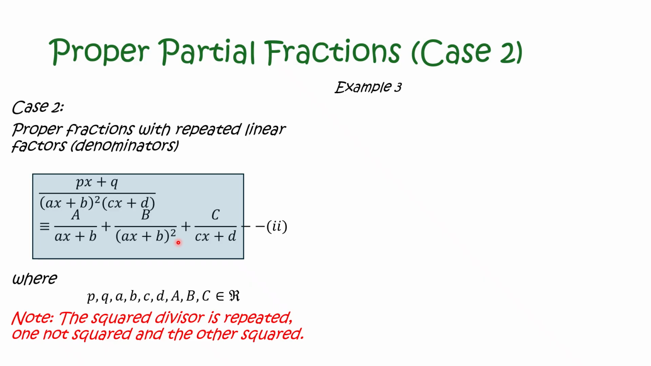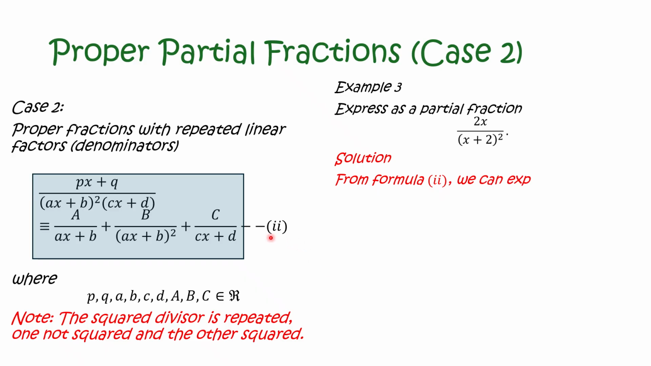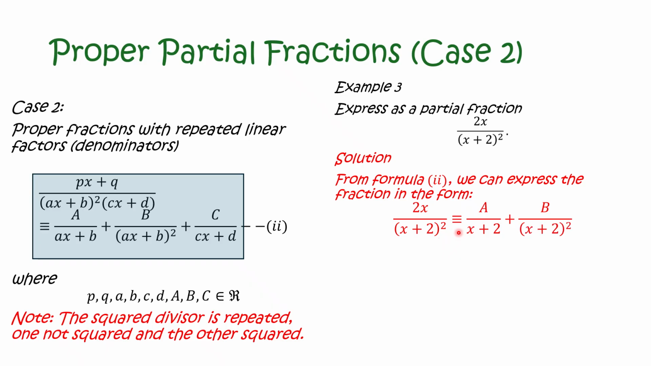So that's how we write it in this particular format. Example 3. Express as a partial fraction 2x over (x plus 2) squared. So the solution. From formula 2, we can express the fraction 2x over (x plus 2) all squared as equivalent to A over (x plus 2) plus B over (x plus 2) squared.